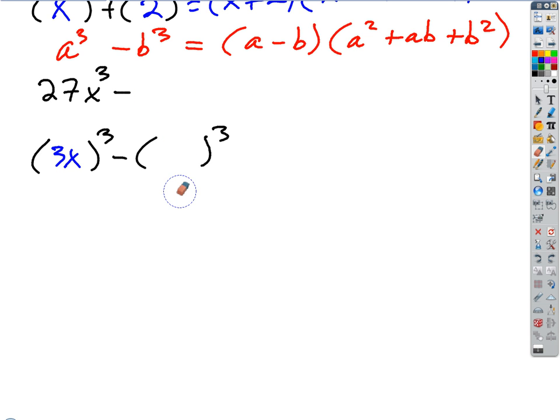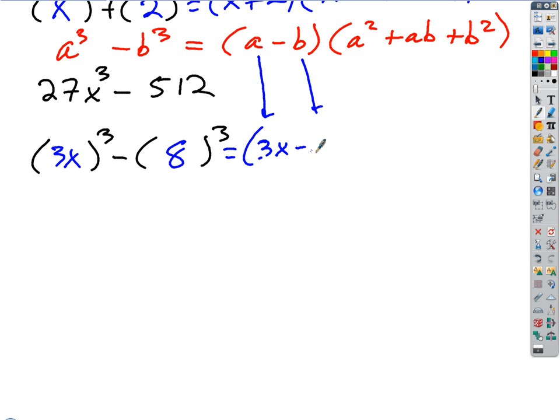Okay, I'm going to pick a little different one. I'm going to pick instead 512, which is 8 cubed. So B is 8. A is the quantity 3x, B is 8. If I follow this template then, what is A minus B? A is 3x, B is 8. So far pretty easy, right?